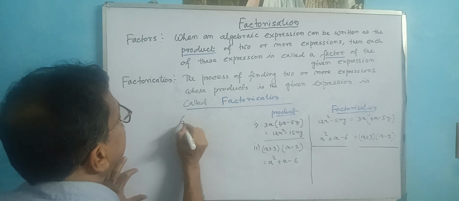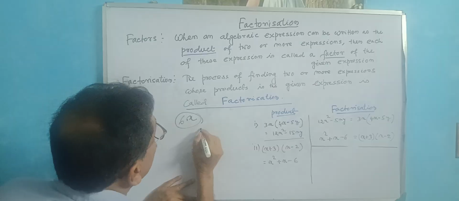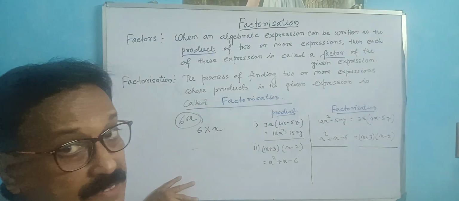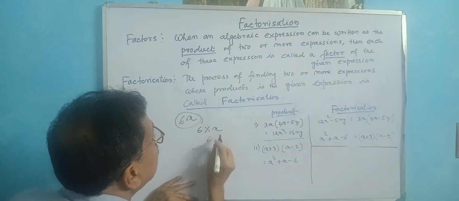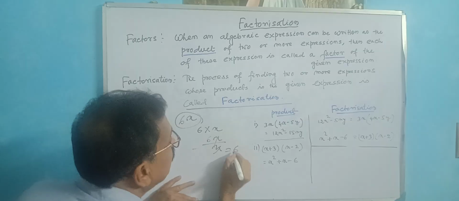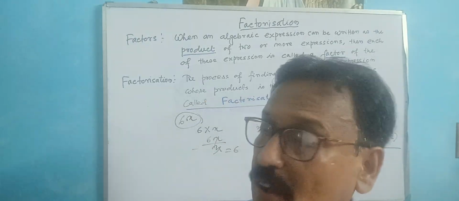Suppose you write here 6x. Okay, 6x. That means 6 into x is a multiple relation. If 6x is divided by x, you get 6, a whole number. Multiple relation: there is no decimal or others.